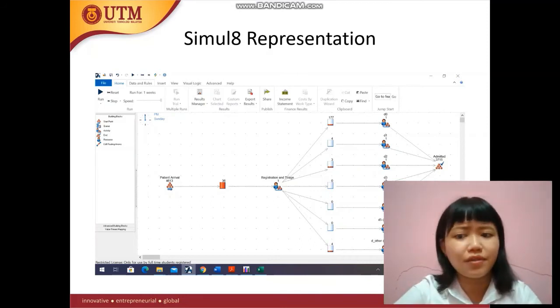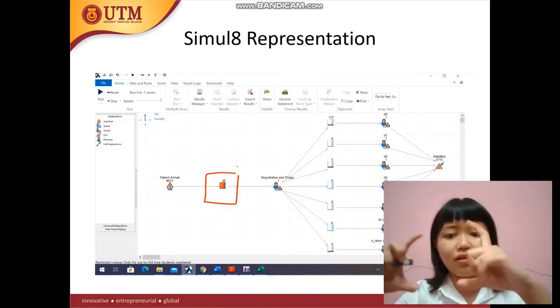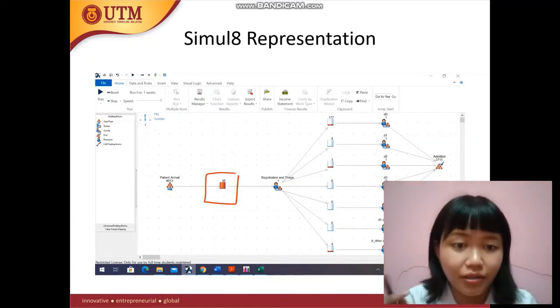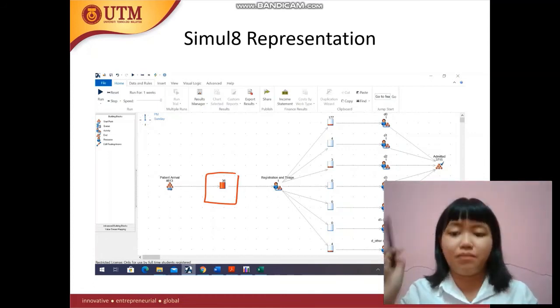Looking at the red bar there, we can deduce that it has 36 people queuing, which is the latest number and the maximum number. From here we can deduce that patients actually accumulated, and the registration counter cannot cope with the number of patient arrivals.